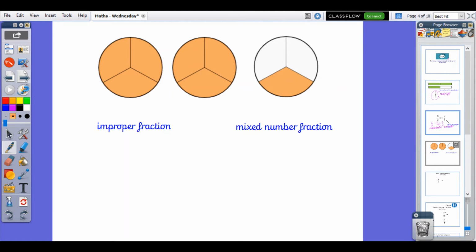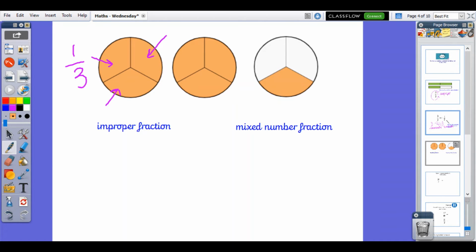Here we've got 3 circles and they've been split into 3. So each circle has 3 parts. They have been split into thirds, so each part is equal to 1/3. And that's the same for every circle. Can you tell me what all of the parts together in these 3 circles are equal to in an improper fraction? What would the numerator be? What would the denominator be?